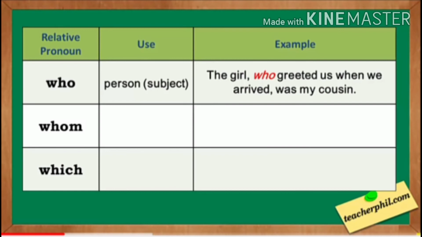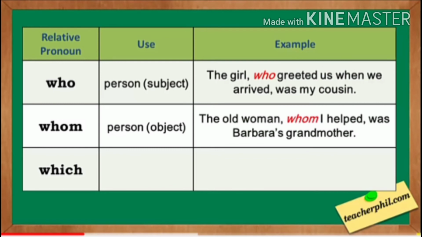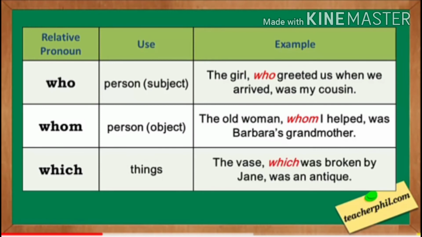The second one is whom. Whom is also used when we refer to a person, but this time as the object. Example: the old woman whom I helped was Barbara's grandmother. The third one is which. Which is used for things. Example: the vase which was broken by Jane was an antique.